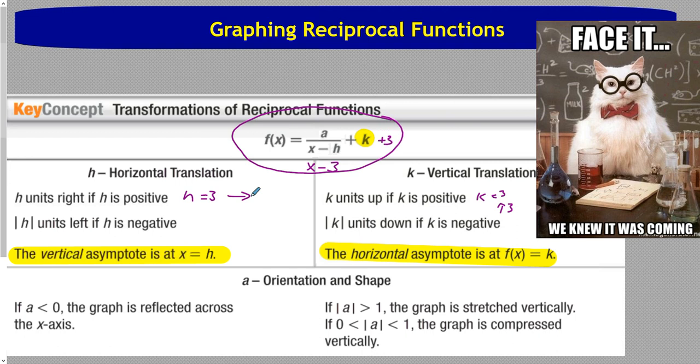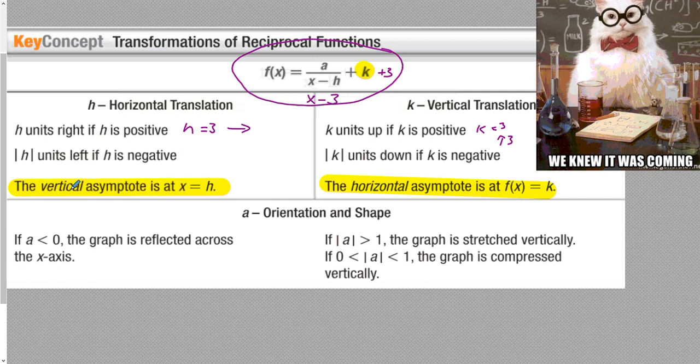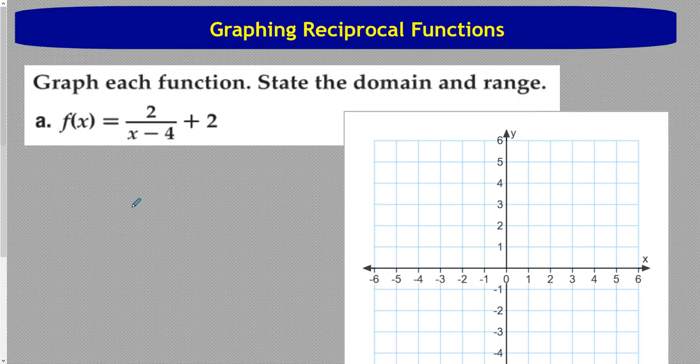Okay. And then orientation and shape, that's a. If a is positive, it looks the way it has been. If a is negative, then the graph is reflected across the x-axis, meaning we're just flopping it upside down, just like we always have. If a is bigger than 1, it's being stretched vertically. If it's between 0 and 1, it's compressed vertically. Notice we're saying absolute value of a, just because if a is negative, we're just reflecting it, but the same effects occur. So let's graph one.